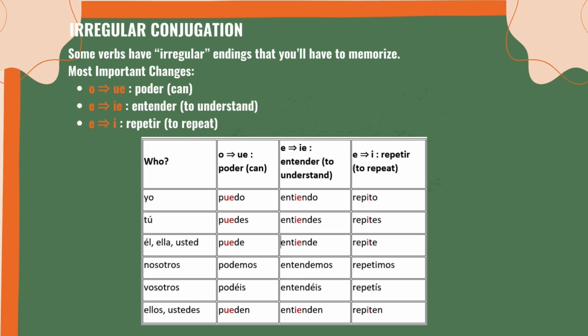Let's see how these changes apply to all the pronouns. For poder, we have puedo, puedes, puede, podemos, podéis, and pueden. The same pattern applies to entender and repetir. These irregular changes occur in the stem of the verb, but the endings are regular.